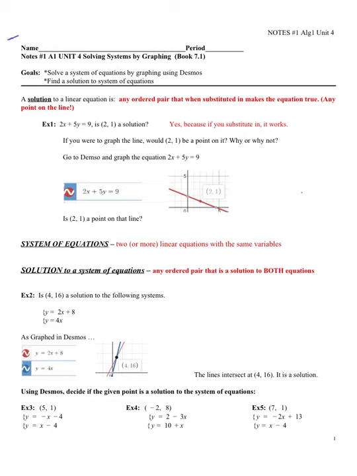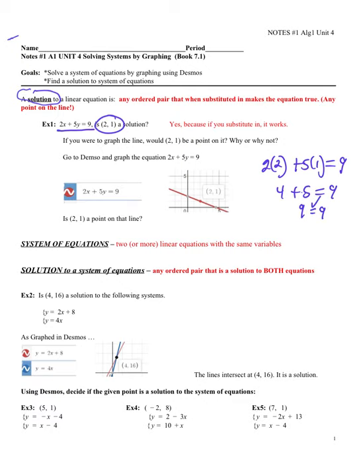So a solution to a linear equation is any ordered pair that when substituted in makes the equation true. And when you graph it, that solution should be a point on the line. For example 1, when I have the linear equation 2x plus 5y equals 9, is (2, 1) a solution? Well, we can do it algebraically where we plug in the values for x and y, and we follow the order of operations, and we do in fact get 9 equals 9.